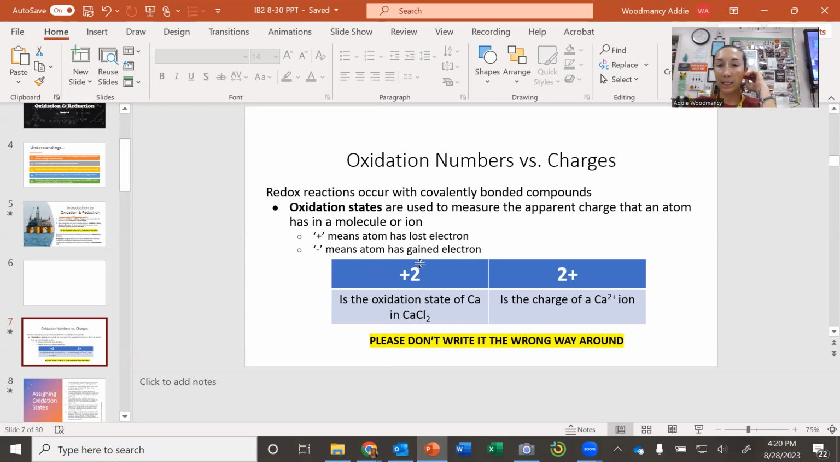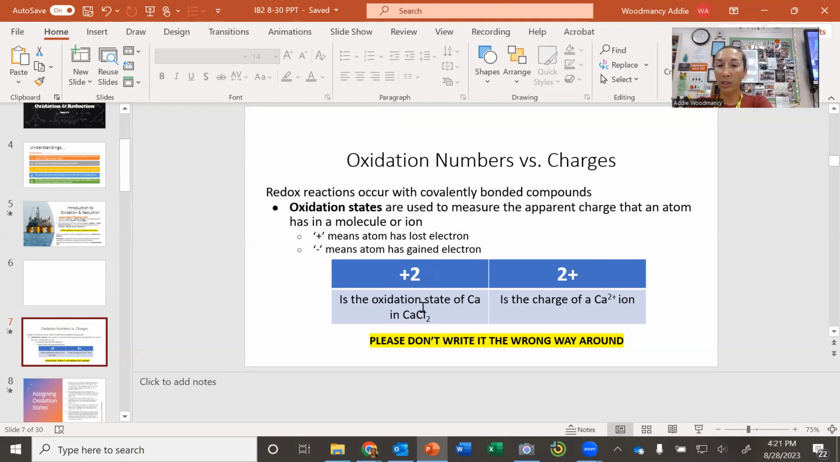So here is an example of oxidation number versus charge. The part on the left here, you see that the charge is written in the front of the number. So it says +2. If the charge is in the front and the number is in the back, that means that you are writing an oxidation number. If you write it the other way with the number in the front and the charge in the back, then that is representative of a charge. Now, calcium has the same oxidation number and charge. Sometimes that's not always the case, and we'll talk about those cases in just a minute.